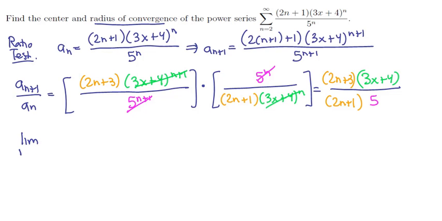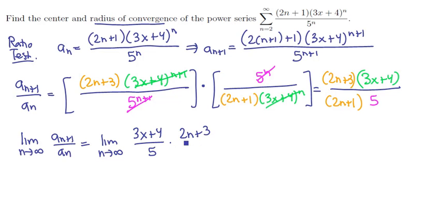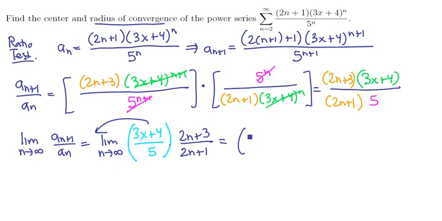Now we need to take the limit as n goes to infinity of this ratio. So that's the limit as n tends to infinity, and I'm going to rearrange it here. We're going to have (3x plus 4) over 5 times (2n plus 3) over (2n plus 1). Why have I regrouped it this way? Well, because this expression here is a constant from n's point of view, and so it can be written in front. So we're going to have (3x plus 4) over 5, and then we'll take the limit as n goes to infinity of (2n plus 3) over (2n plus 1).